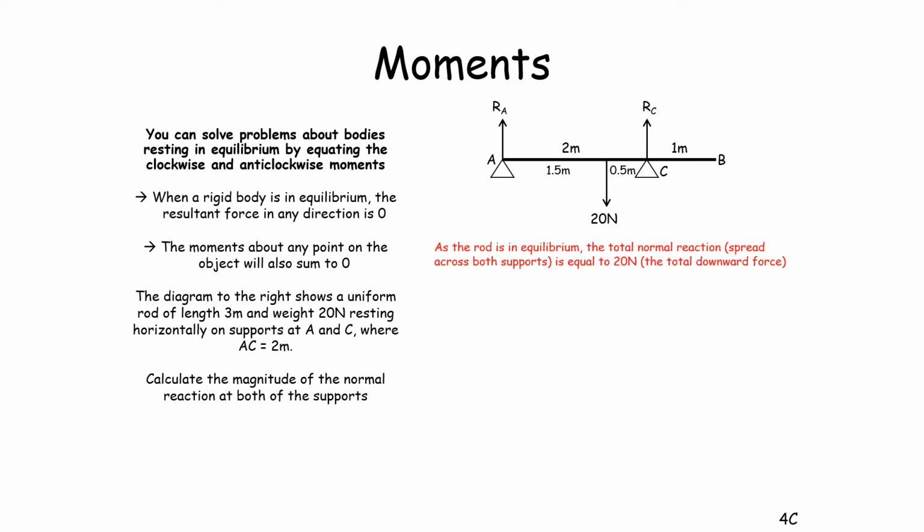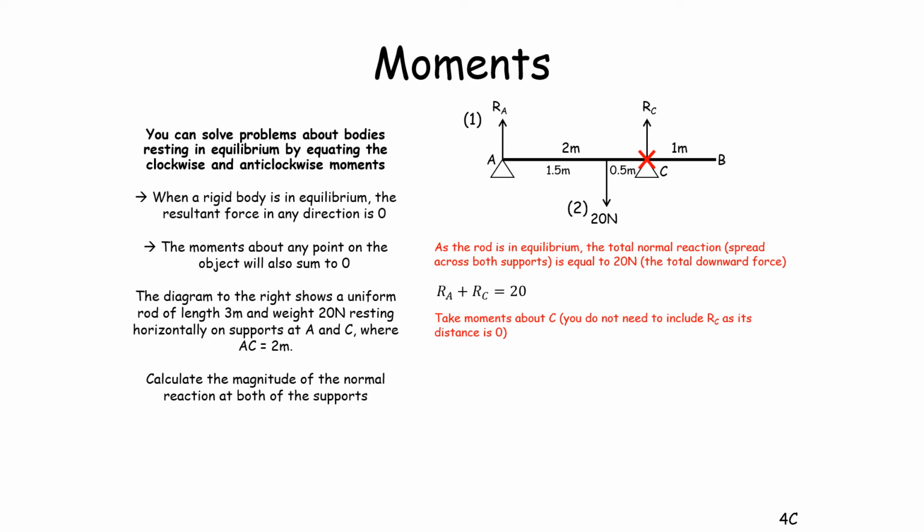So we're told that this is in equilibrium. If it's in equilibrium, that means everything going up must equal everything going down. So RA plus RC would equal the weight, which is 20. So whenever you get a problem like this, the first attempt you should do is always look at it vertically. Now vertically, obviously, it's equal to 0. So everything going up is equal to everything going down. Because we're asked to calculate the magnitude of the normal reaction of both of the supports, we need both RA and RC at some stage.